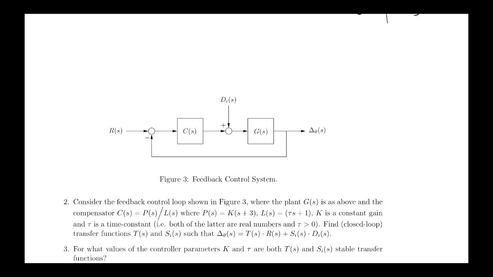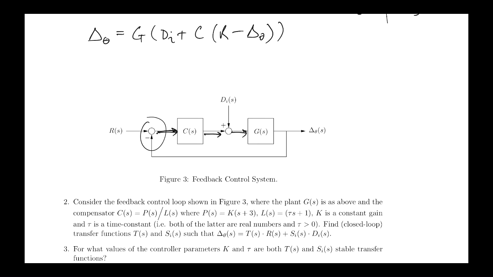From the block diagram we can see that delta theta, I'm not going to write s because there's too many things to carry around, but this is a function of s, will be G times whatever this signal is. What's this signal? Well, it's d_i plus this signal. What's this signal? This signal is C times this signal. What's this signal? It's R minus delta theta. That's what this represents. So there's one equation that we can write down.